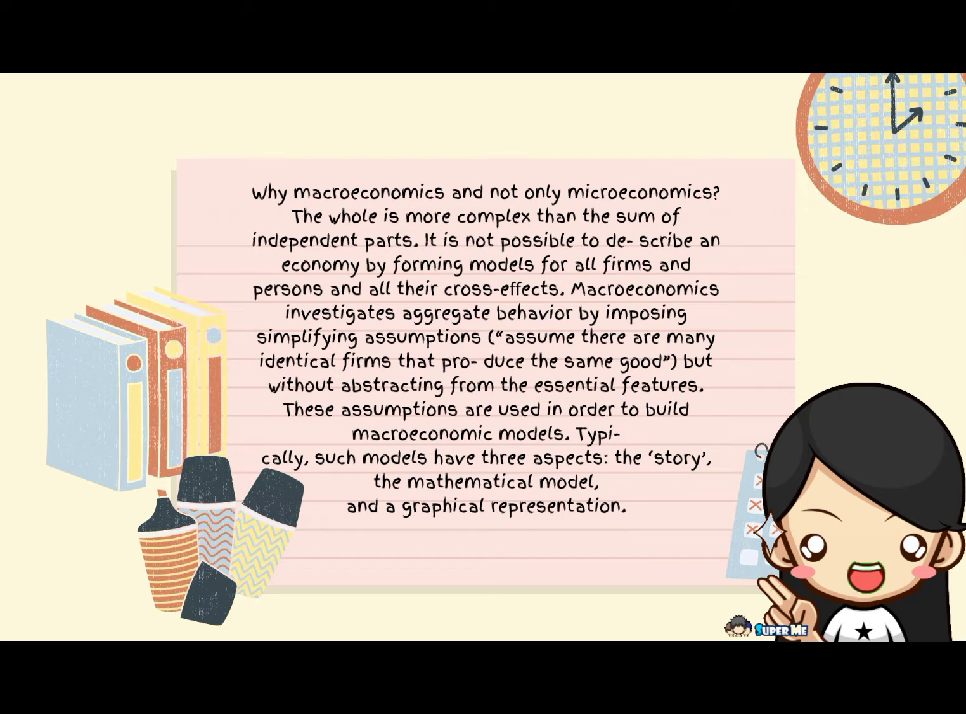Why macroeconomics and not only microeconomics? The whole is more complex than the sum of independent parts. It is not possible to describe an economy by forming models for all firms and persons, and all their cross-effects. Macroeconomics investigates aggregate behavior by imposing simplifying assumptions. Assume there are many identical firms that produce the same good, but without abstracting from the essential features. These assumptions are used in order to build macroeconomics models. Typically, such models have three aspects: the story, the mathematical model, and a graphical representation.